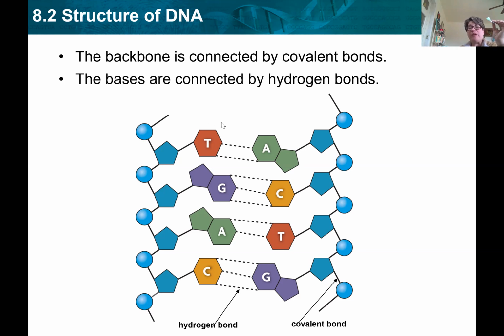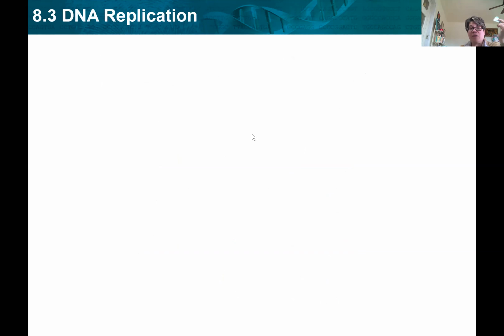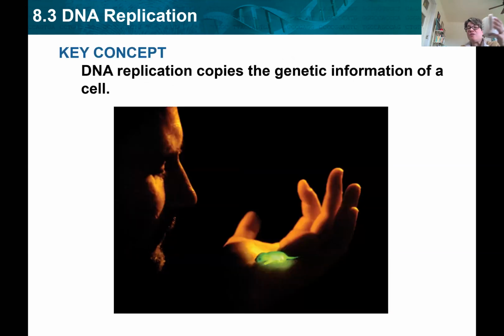They have to be weak because this right here has to unzip to get to the information, to be able to replicate the DNA or code it. So that's why these bonds are weak, and that's why that's important. All right, we're moving on to 8.3, which is how DNA actually replicates.